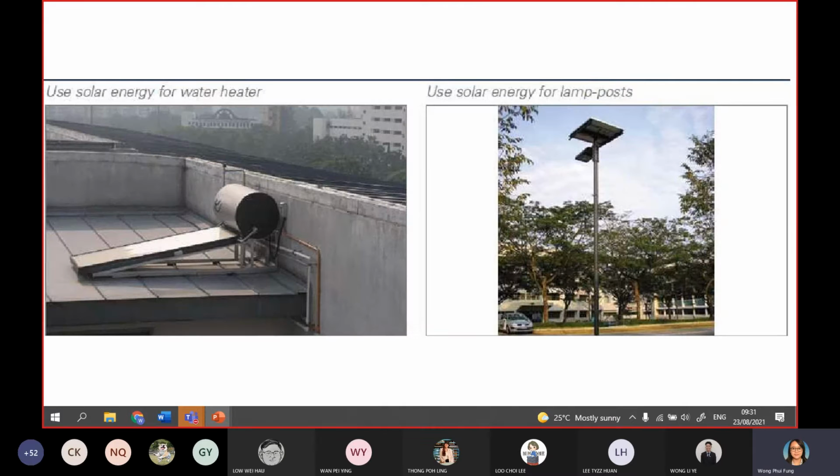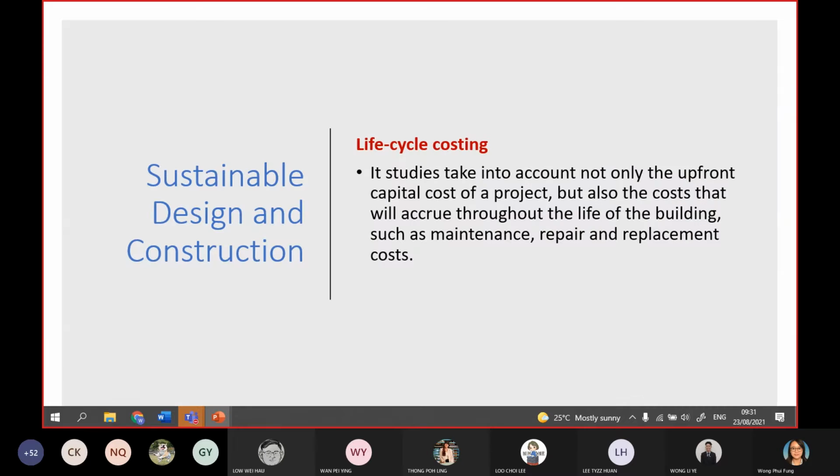Okay. What are the things that can be done? For example, the developer can use solar energy for water heaters, or they can use solar energy for lamp posts. So that is also something that can be done.